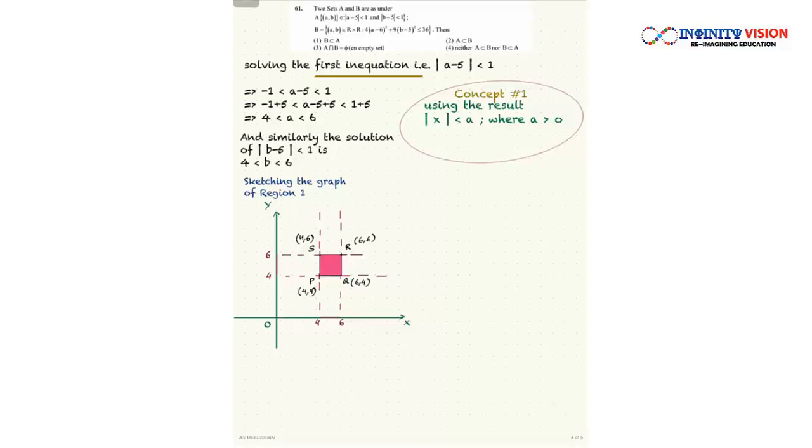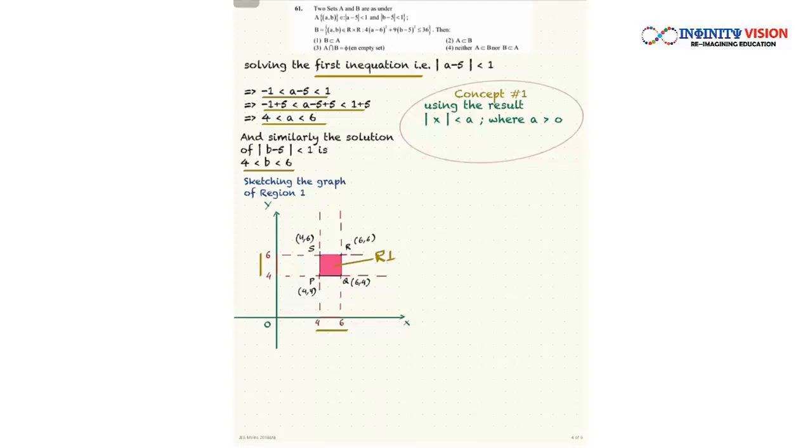So now opening mod a minus 5 less than 1, we can say that a minus 5 will lie between minus 1 and 1. So we'll be adding plus 5 on all the sides, so we can say minus 1 plus 5 is less than a minus 5 plus 5 is less than 1 plus 5, which gives us the result that a lies between 4 and 6. And similarly, the solution of mod b minus 5 less than 1 is going to be b lies between 4 to 6. Now sketching the graph of region 1, we'll see that a lies between 4 to 6 and b also lies between 4 to 6. Shading these regions, we'll get region 1 as our first region, that is PQRS.